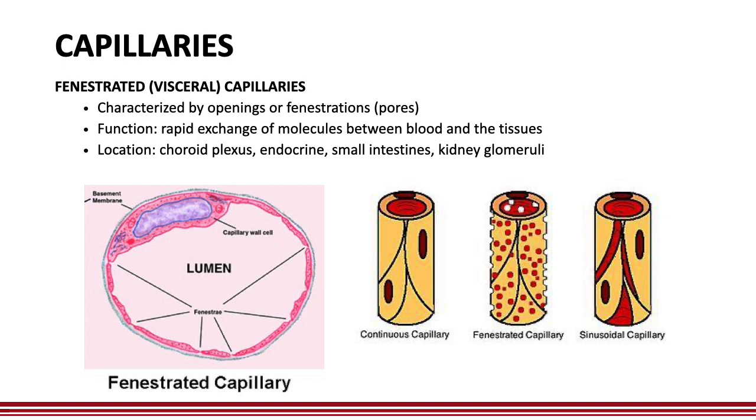Fenestrated capillaries, on the other hand, are characterized by openings which we call fenestrae. Because they have holes, they facilitate rapid exchange of molecules between blood and the tissues, and we see this in the choroid plexus, the small intestines, the kidney, the glomeruli of the kidney.